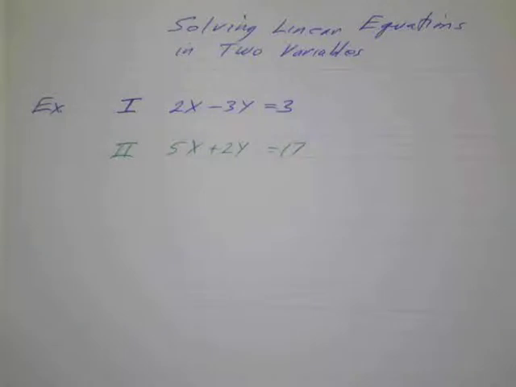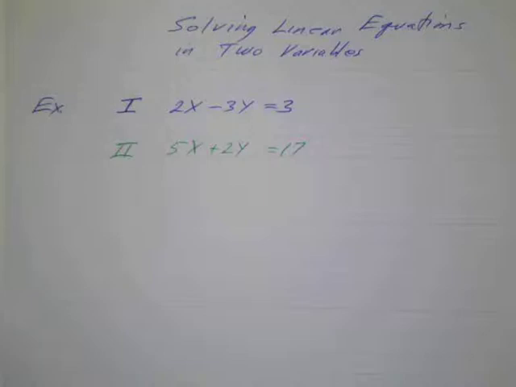So here's an example of solving linear equations in two variables. So we've got two equations. Always label your equations. 2x minus 3y equals 3, and 5x plus 2y equals 17. So what we want to realize is that we don't really know how to solve two equations with two unknowns. We only know how to solve one equation with one unknown.